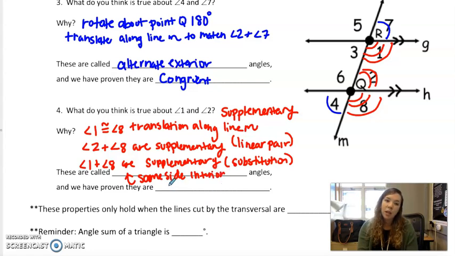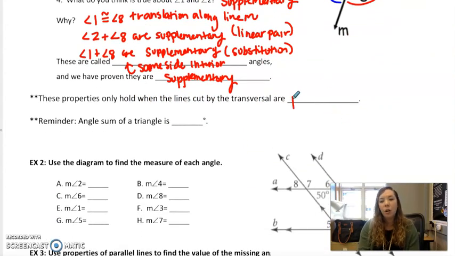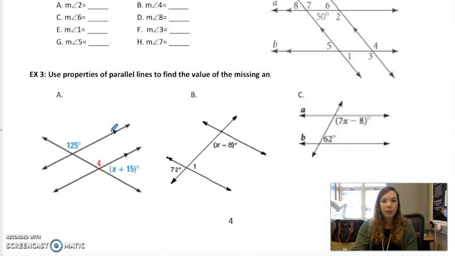And we have proven that they are supplementary, or they add to 180. These properties only hold when the lines cut by the transversal are parallel, as I've mentioned several times. And then angle sum of a triangle is also 180. That might come in handy as you're working. All right, a few more examples down here.